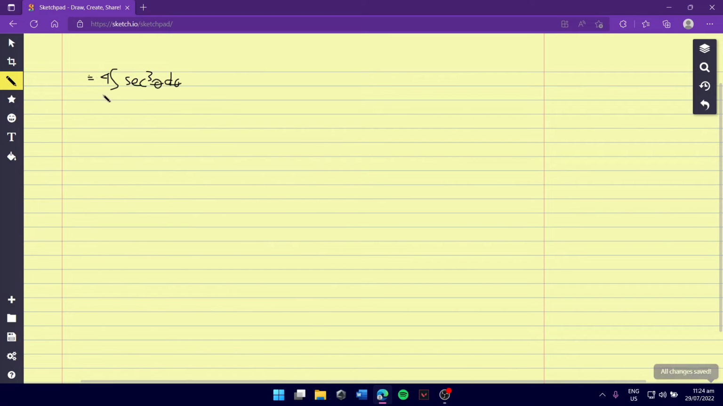So our secant cube theta d theta, as we'll know, is equal to 1/2 secant theta times tangent of theta plus 1/2 ln of secant theta plus tangent theta, and then your arbitrary constant. So this is the value of our secant cube theta, right?